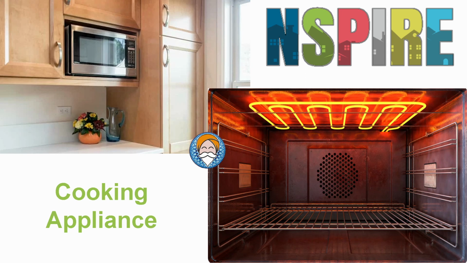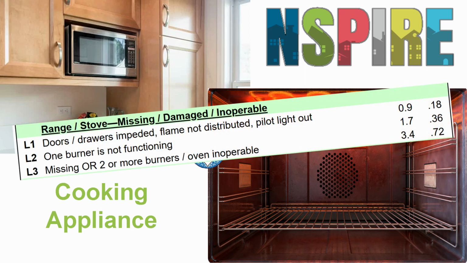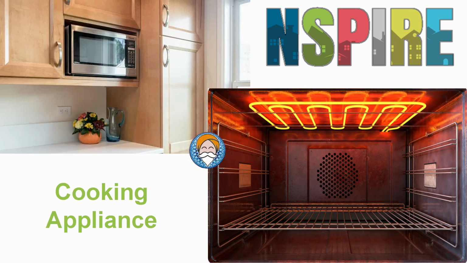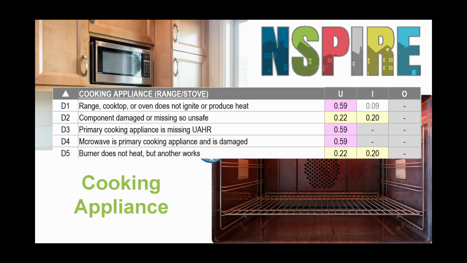Cooking appliance. Under UPCS, we had a deficiency for range stove that fell under the inspectable item kitchen. It included conditions like issues with the oven door, burners that didn't function, and failure of the oven to function properly. This has been updated to now include microwave ovens when they are the primary cooking appliance, so it's appropriate that this inspectable item is now named cooking appliance. It covers more than the traditional range or stove.